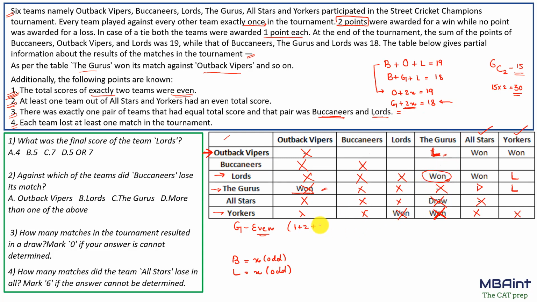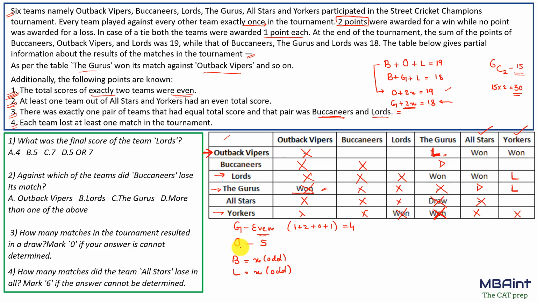So 0 over here. Now to make an even number, the only possible way is to make it a draw and give a score of 1, and it also fixes the score of Gurus, that is 4. Now if I know the score of Gurus, I can find the score of O very easily, because if I solve this equation, O minus G equals 1, the value of O is 5, or Outback Vipers is 5.